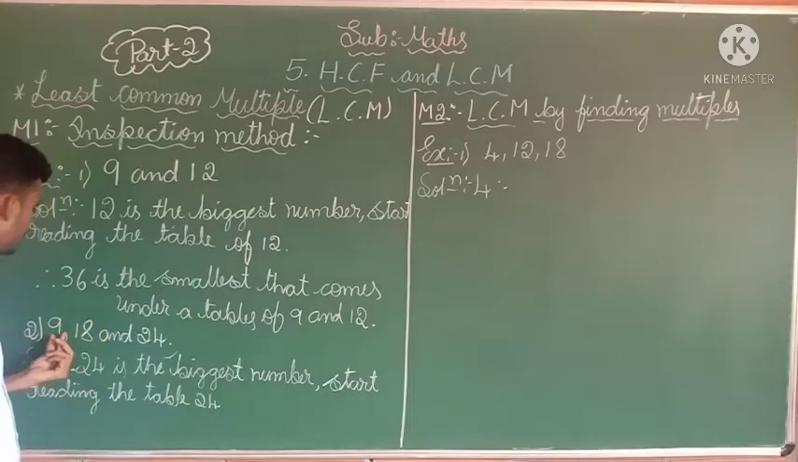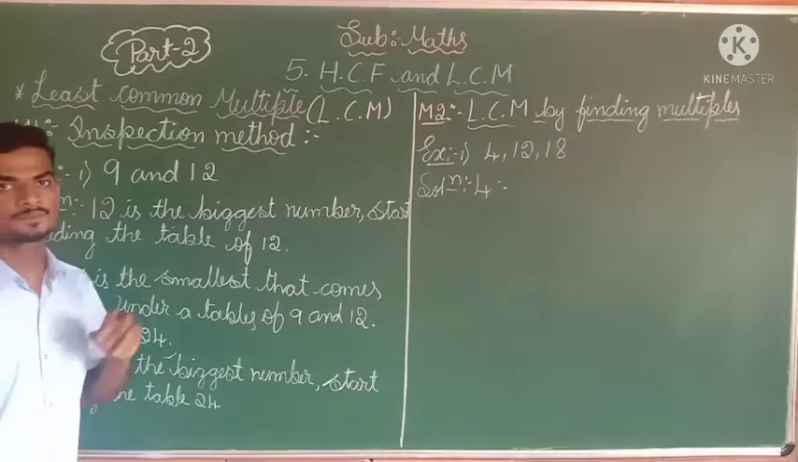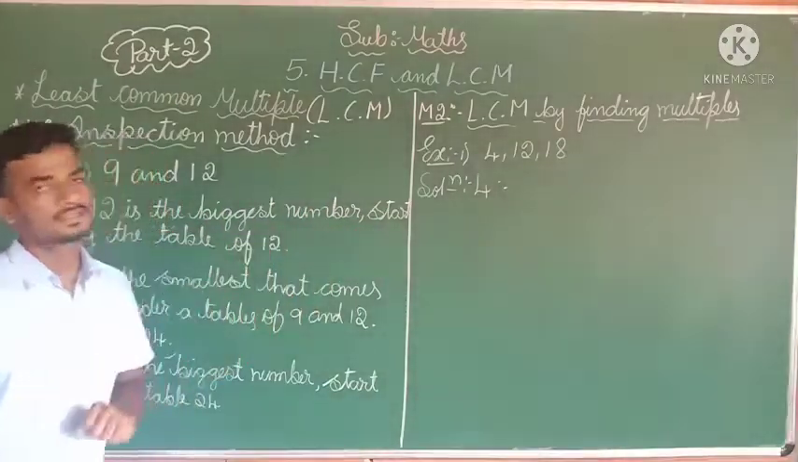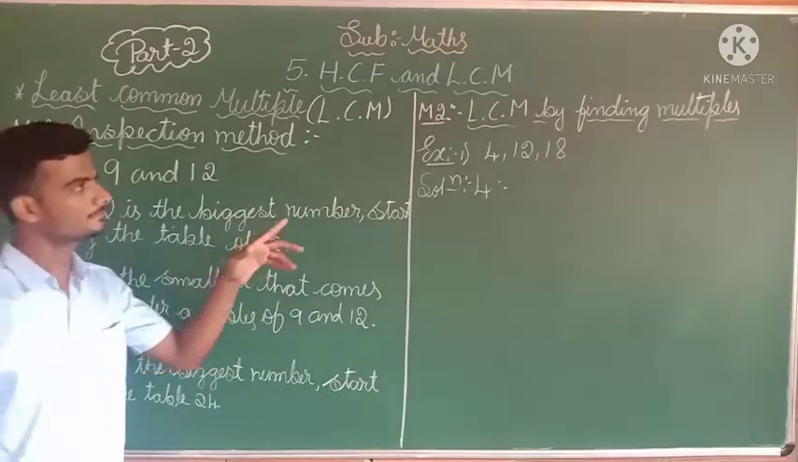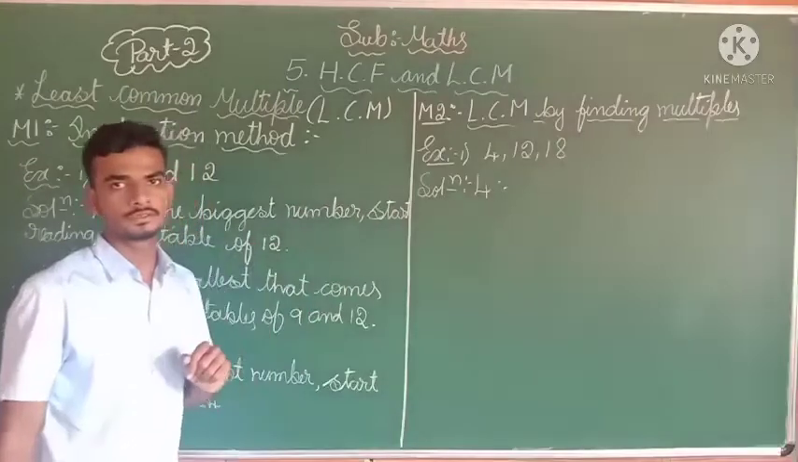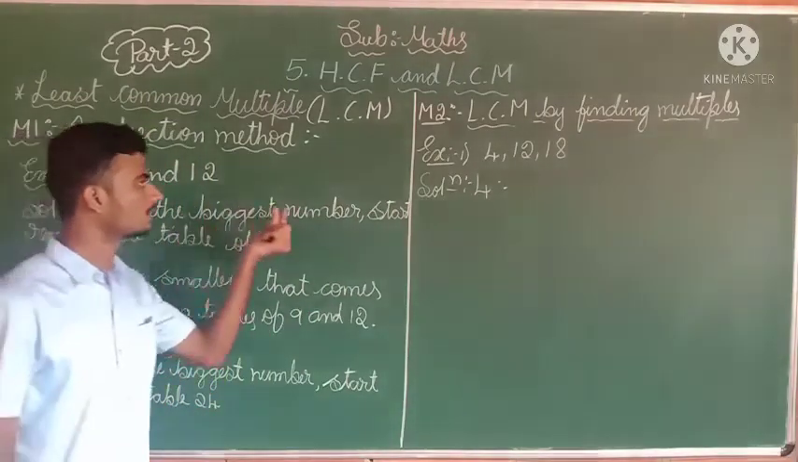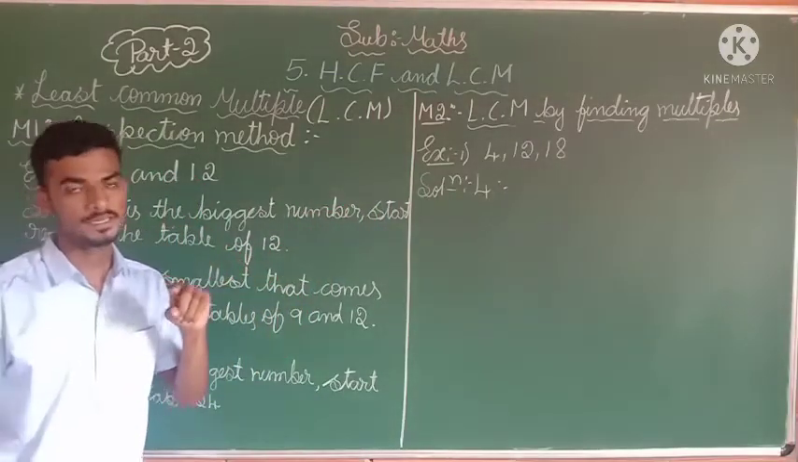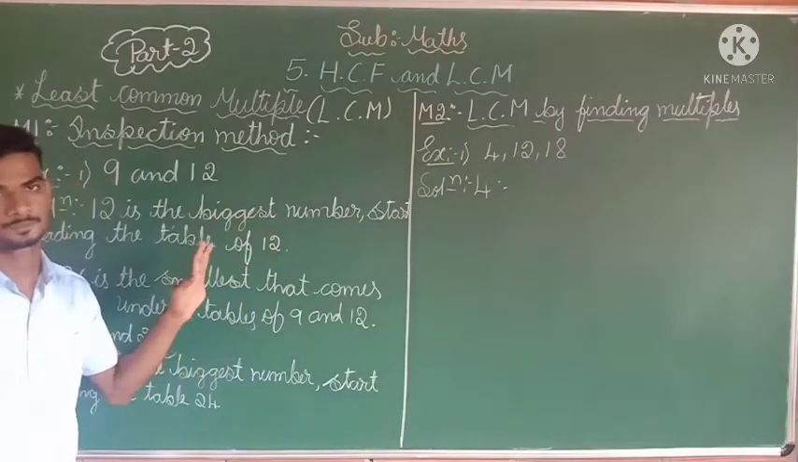Then in the same way, 9 how much is 72? See in the 9 table, 9 how much is 72? 9 sevens are, okay, 9 eights are 72. So 9 eights are 72. So in the 3 tables also we will find the least common multiple, that is 72. So I have taken here first itself 72.